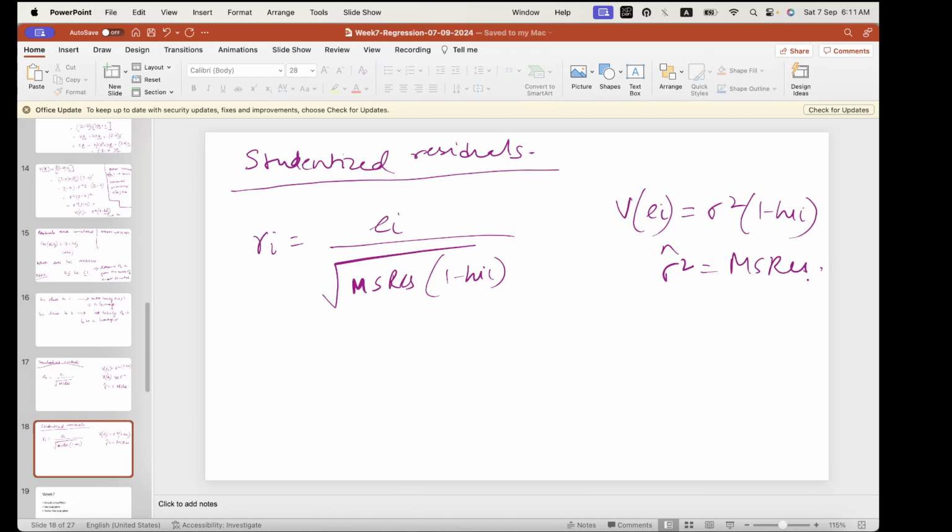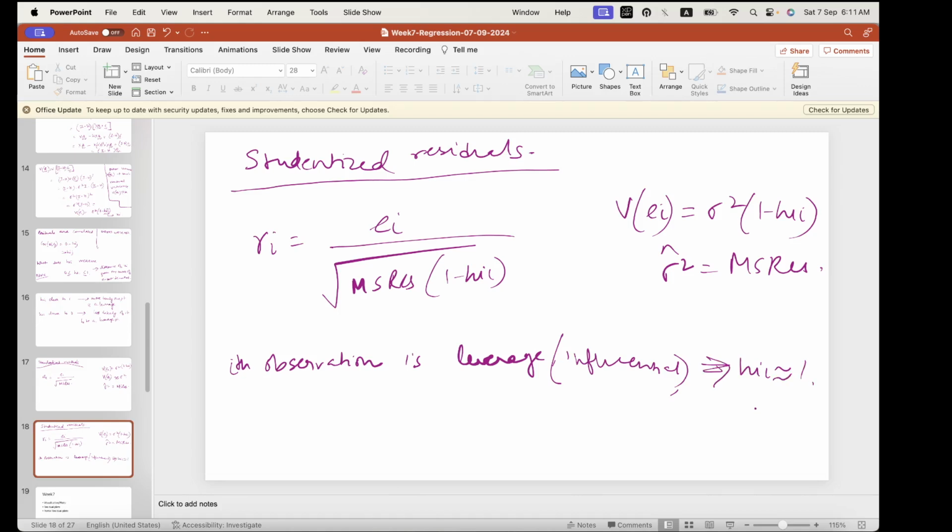Okay, so let's say the ith observation is a leverage point, and in some cases influential. If that holds, then what happens? This implies that hii will be close to 1. So if this is close to 1, then 1 minus hii will be close to 0.